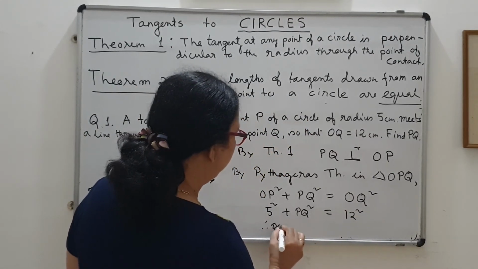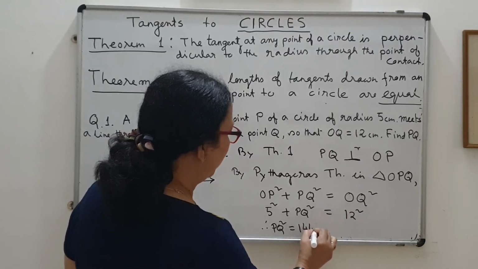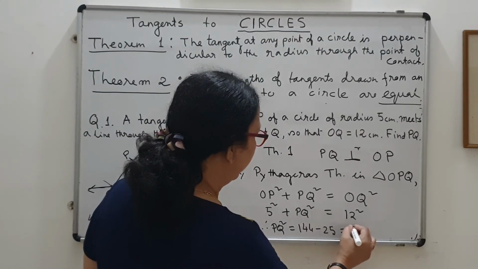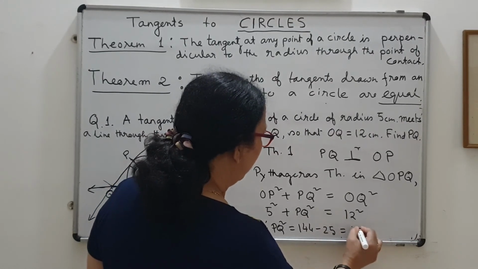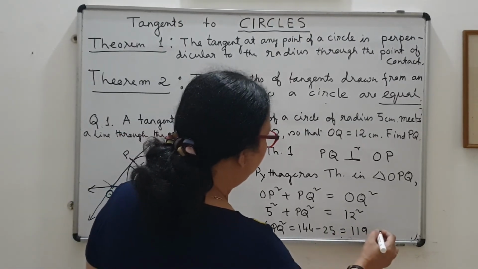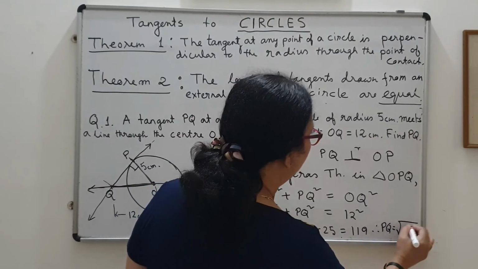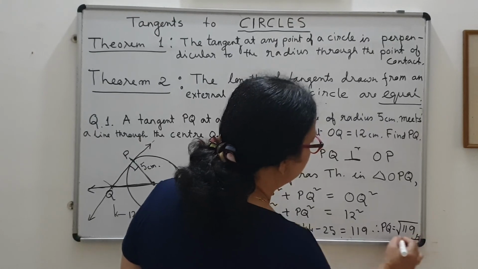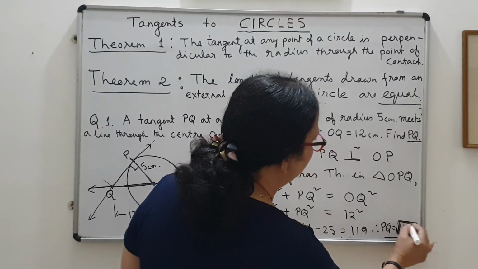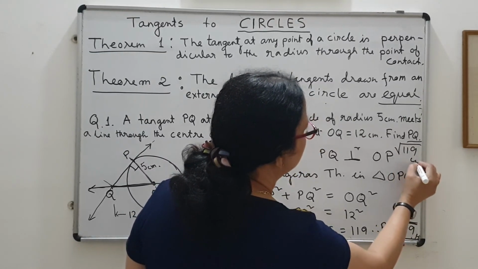Therefore PQ square is equal to 12 square minus 5 square, which means 144 minus 25, that is 119. Okay, right. So therefore, what will be PQ? PQ is equal to square root of 119 centimeters. So this is the answer. This came out to be square root of 119 centimeter.